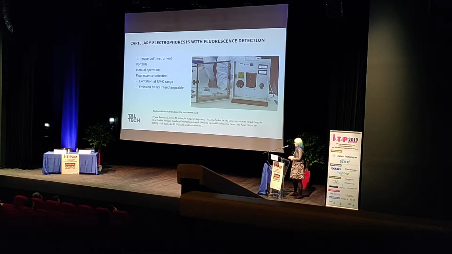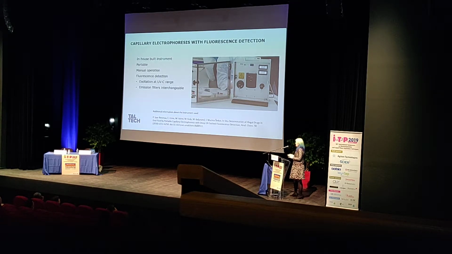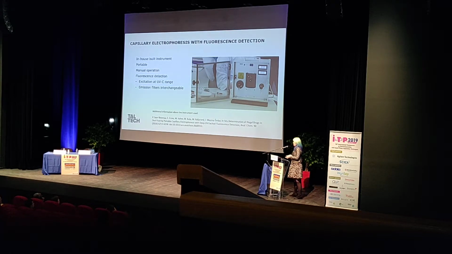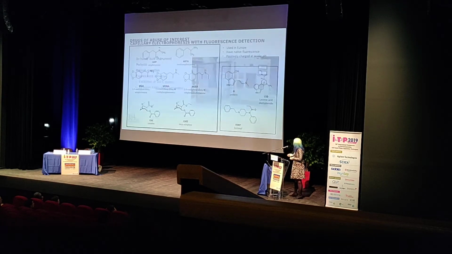We are proposing a method based on capillary electrophoresis coupled with a fluorescence detector that can be used on site for the testing of oral fluid for drugs of abuse. The machine is only about 2 or 3 kilograms. It's easily portable and in-house built. This is a manual operation system. We're using fluorescence detection in the deep UV range with a xenon lamp. The emission filters are interchangeable, and you can read more about the instrument and its specifications in a previous publication.